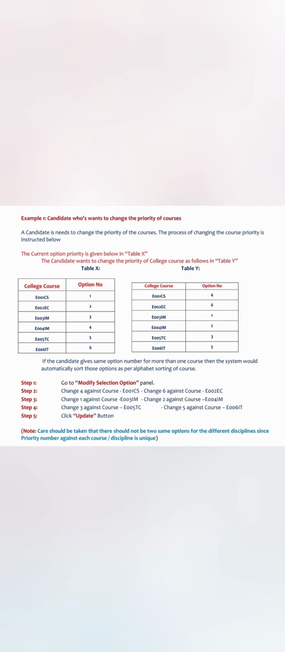In front of that, on the left side table X, you have 1, but you decide now you want to move out, and that is not the correct thinking. You want to take BMS College of Engineering IM course as your first entry. So on the right side, called table Y, you go and in front of E003 IM put 1, so that your BMS IM course becomes 1. Similarly, you can modify all your option entries from the list that you have created in the mock round.